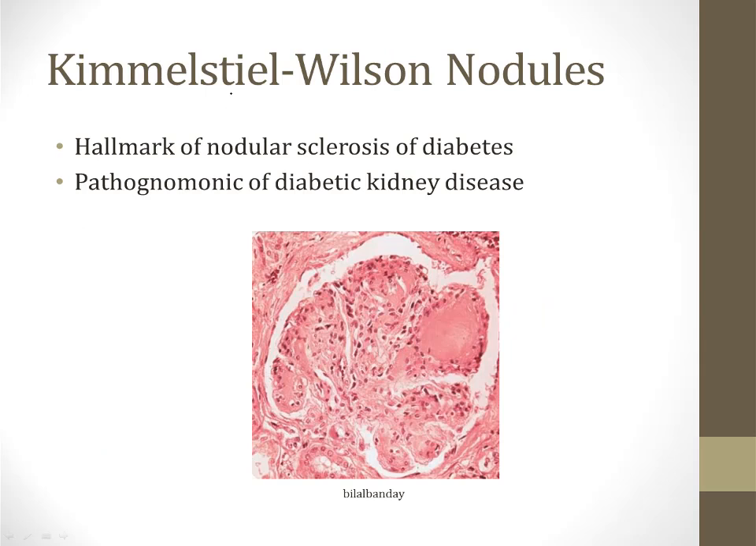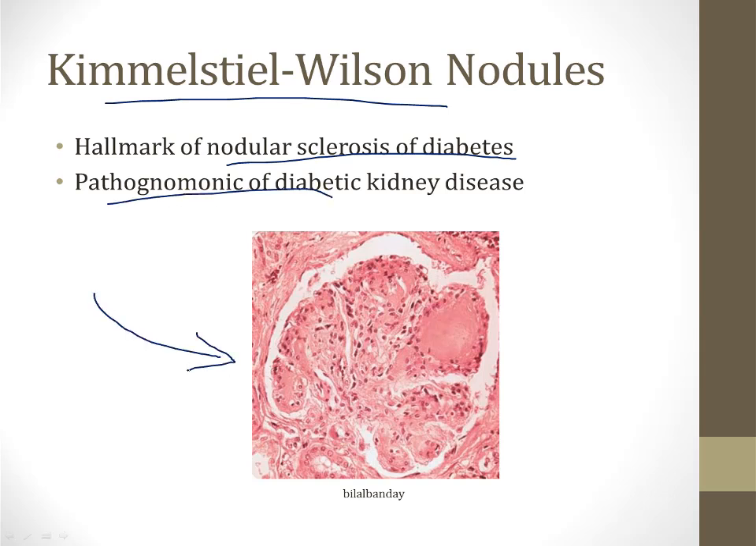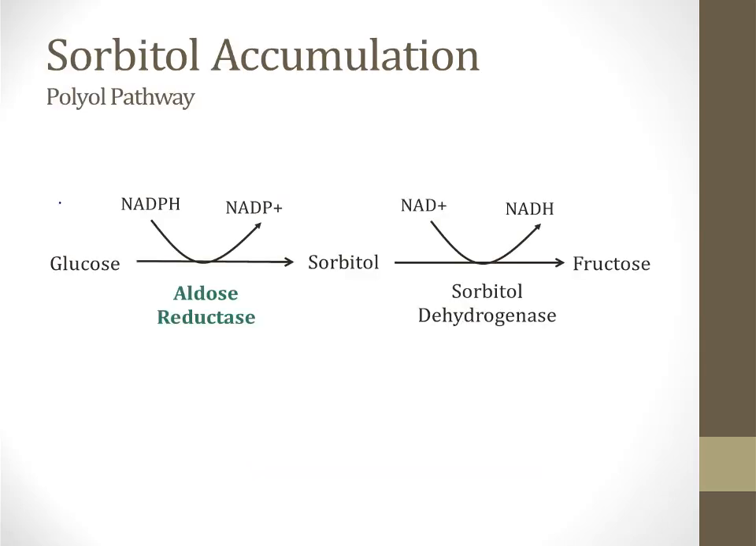This is a picture showing a Kimmelstiel-Wilson nodule. This is the hallmark of the nodular sclerosis seen in the glomeruli in diabetes. This is pathognomonic of diabetic kidney disease, and this is a classic picture that you need to be able to recognize for your boards. So non-enzymatic glycation is one underlying mechanism of some diabetic complications.